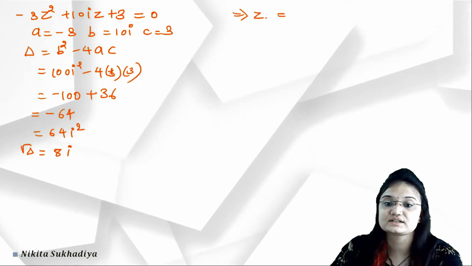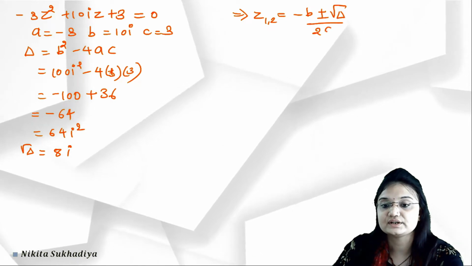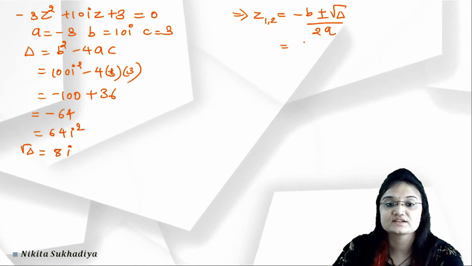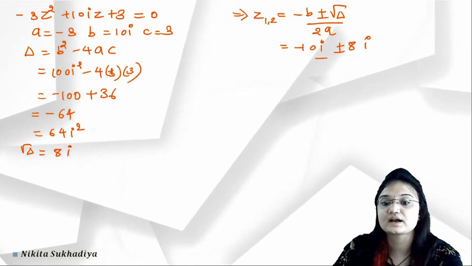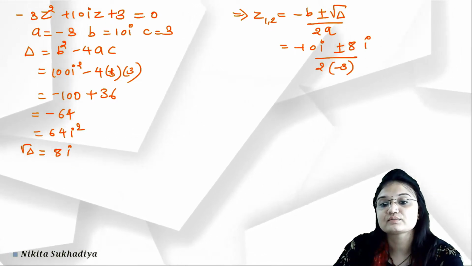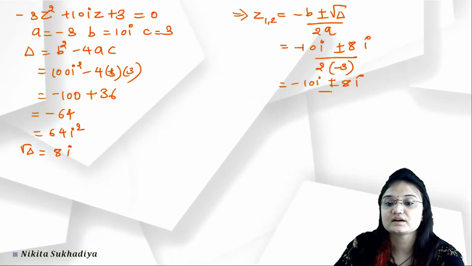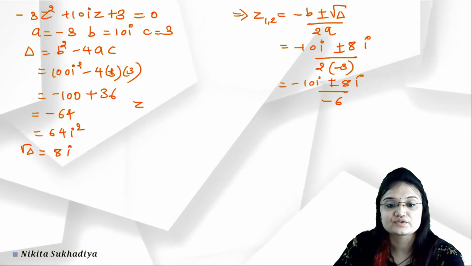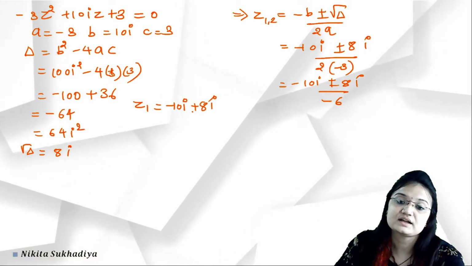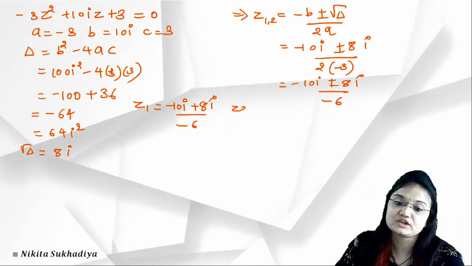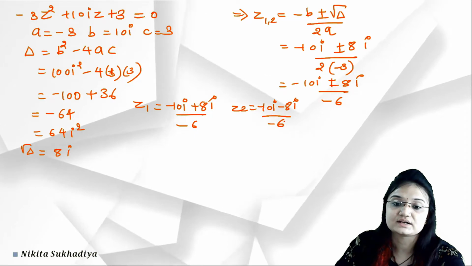So we can say that z1, z2 is equal to minus b plus or minus the square root of delta, divided by 2a. So minus b is nothing but minus 10i, plus or minus 8i, upon 2a, which is minus 6. So this is minus 10i plus or minus 8i upon minus 6. So we can say that z1 is equal to minus 10i plus 8i upon minus 6, and z2 is equal to minus 10i minus 8i upon minus 6.